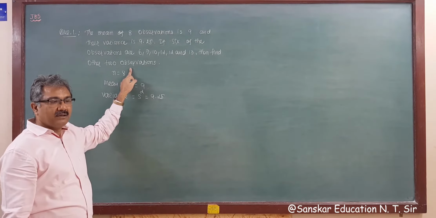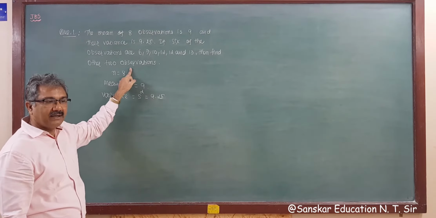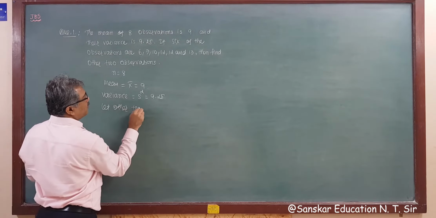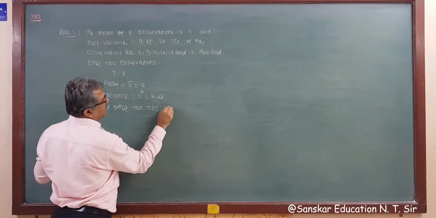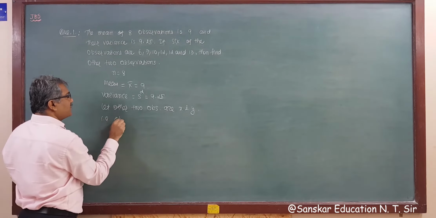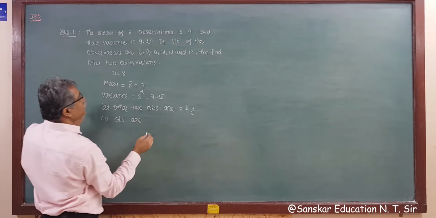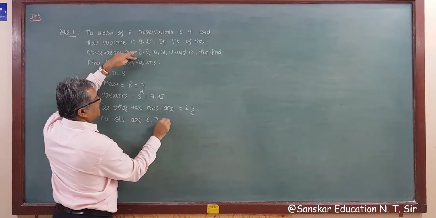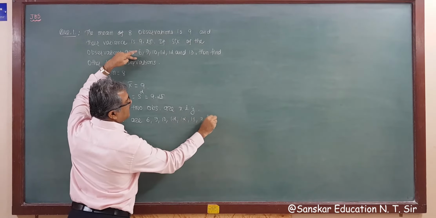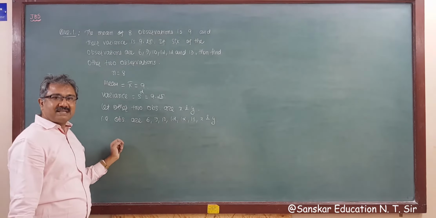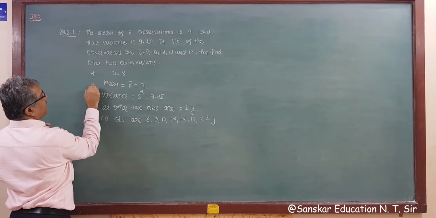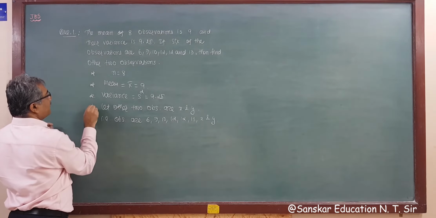So we assume that let the other 2 observations be x and y, right? That is, observations are 6, 7, 10, 12, 13, x and y. These are all observations. Now it is given mean is equal to, starting from this all given data one by one, right? Now here from here we are starting.